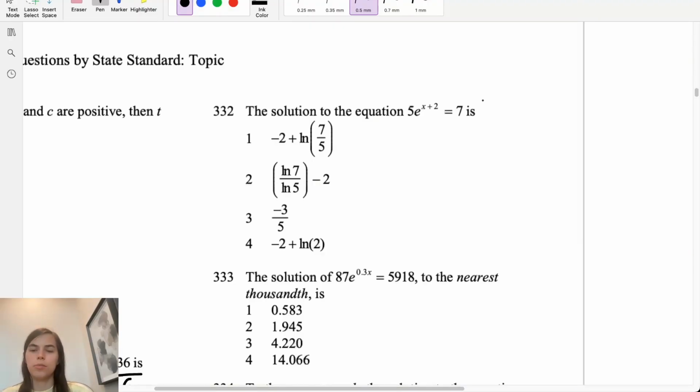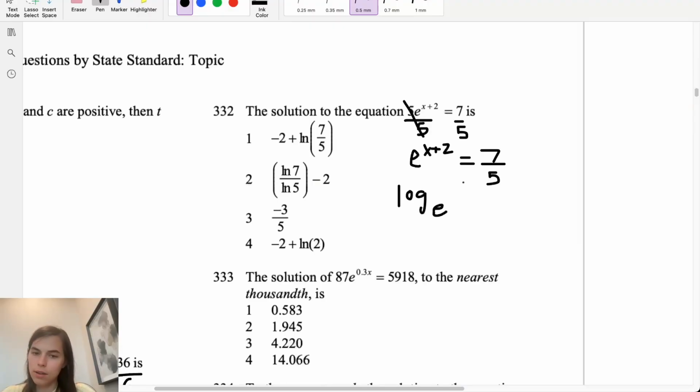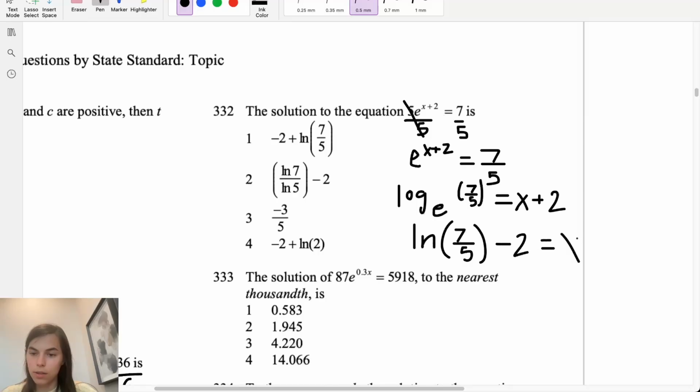All right, so we're going to start out with the same step as before, dividing by 5, because we do want that base with the exponent to be by itself. So we'll end up with this, e to the x plus 2 equals 7 over 5. And now to turn this into log form, log with a base of e of 7 over 5 equals x plus 2. So now we have something a little bit different here. Log base e is the same thing as ln. So this is ln of 7 over 5. And then of course to get the x by itself, we'd have to subtract 2 from both sides. So we would end up with this, which 2 of these look like this answer.